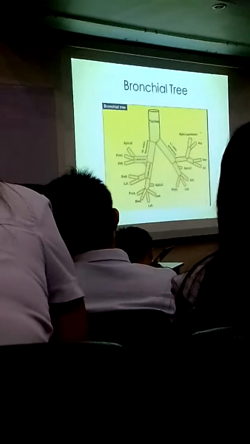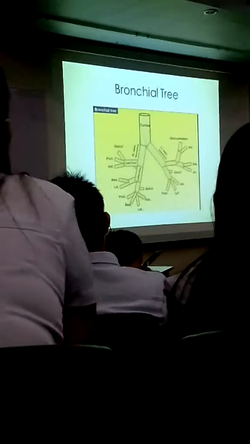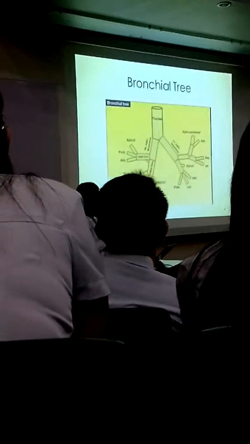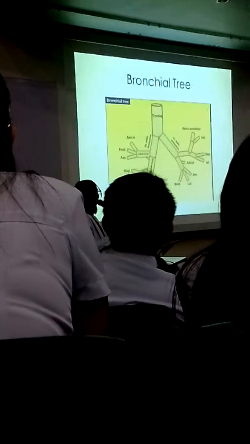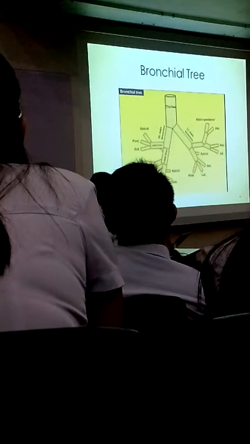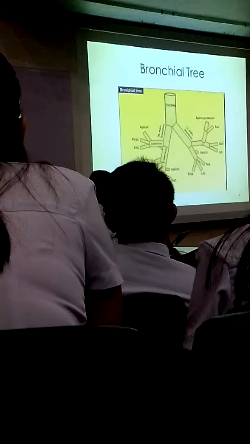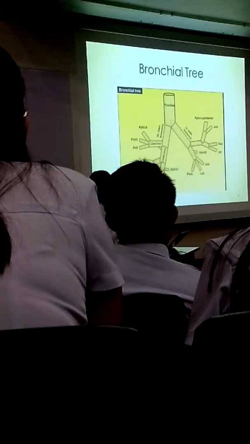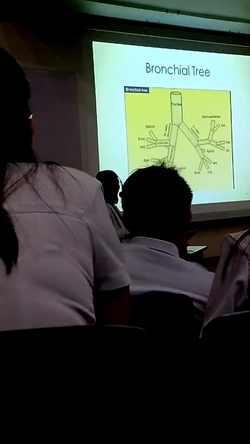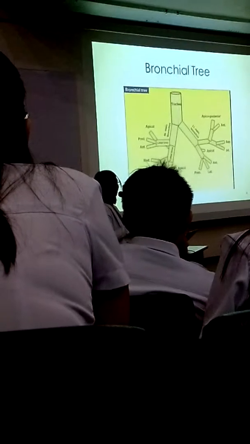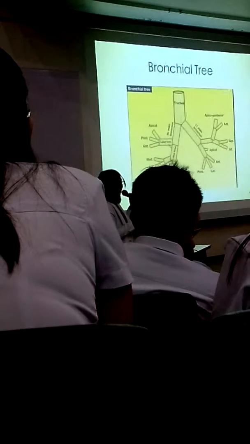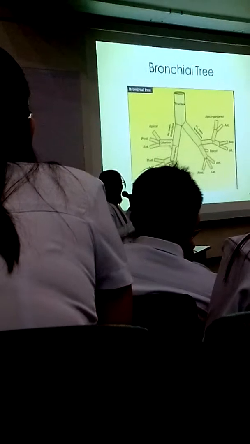Now, just an overview of your bronchial tree. The trachea would divide into your right main and the left main bronchus. So how many lobes are there in your right lung? 3. What are they? Superior, middle, inferior. Your upper, the right middle lobe, and the right lower lobe. How about your left? 2. There are 2: left upper lobe and left lower lobe.